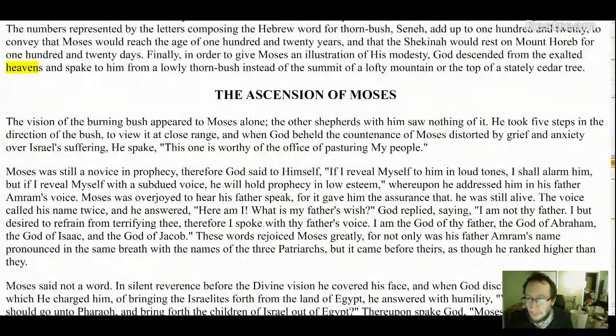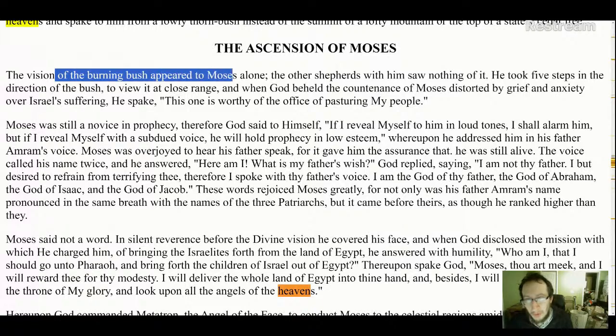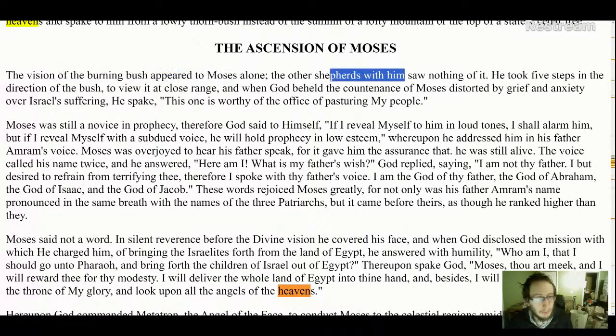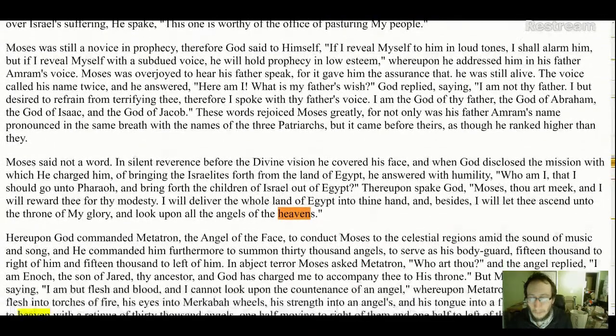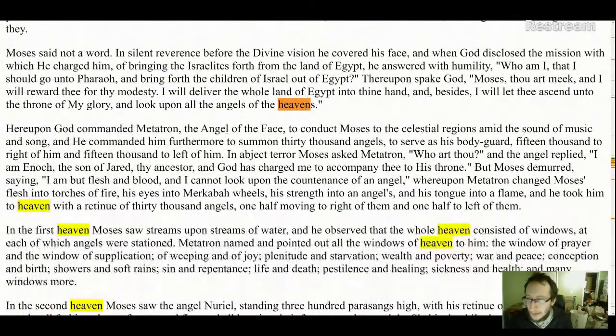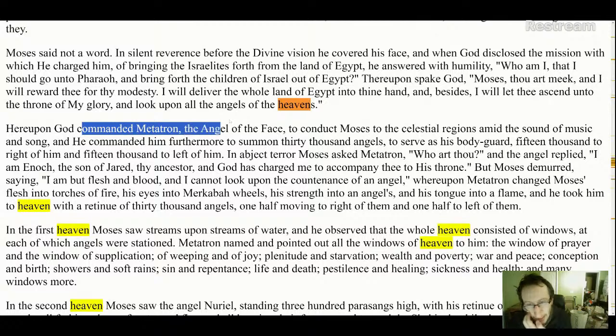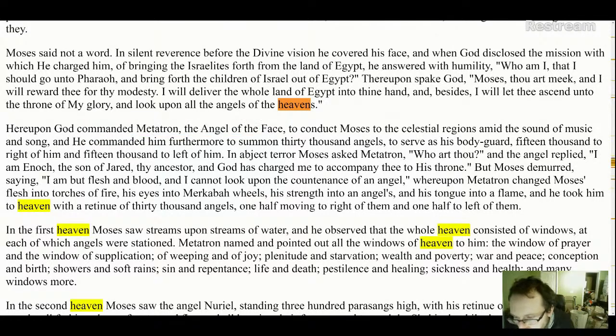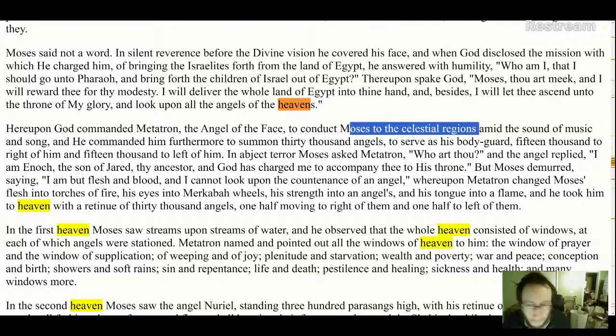So here we have the vision of the burning bush appeared to Moses alone. The other shepherds with him saw nothing of it. Okay, and then it says, hereupon God commanded Metatron, the angel of the presence. So this is a rabbinic thing. So Metatron is Enoch, right? So I don't believe it was actually Metatron or Enoch. I think it was just the angel of the presence. Like Jubilees talks about the angel of the presence talking to Moses. So the angel of the presence conducted Moses to the heavenly regions.